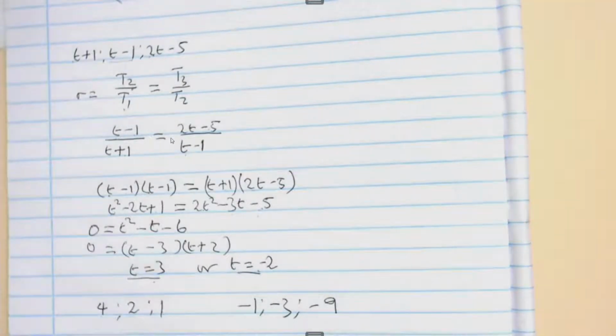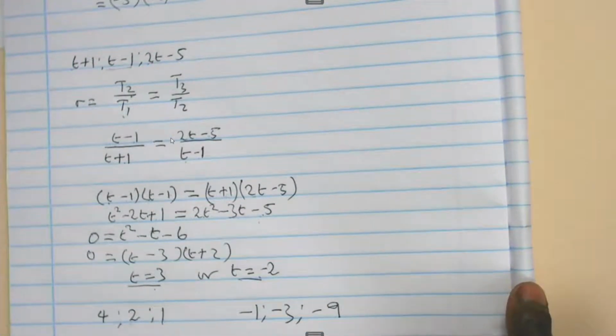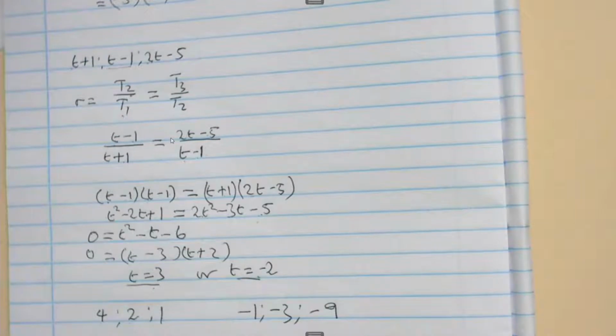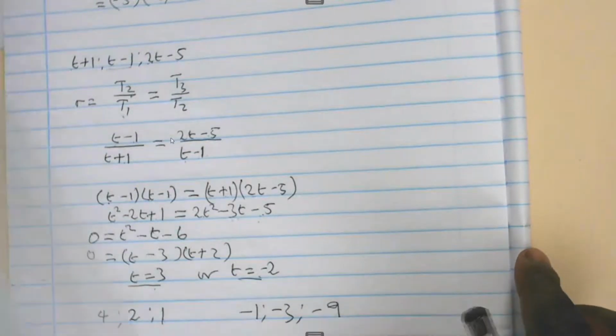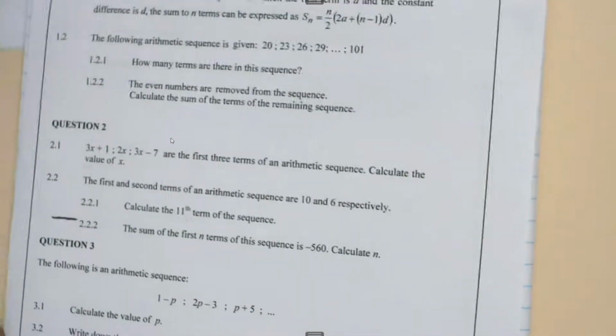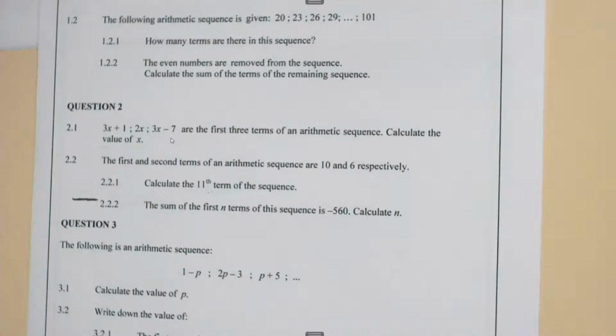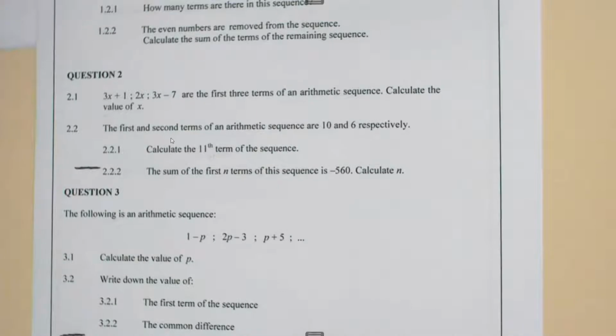Now let's check the types of questions that would be asked under arithmetic and geometric sequence. Let's start first with the arithmetic sequence. Arithmetic sequence, we can also have an arithmetic sequence that is asked in terms of x. Now we have the first question there that says question number 2. Question number 2, 2.1 says 3x plus 1.